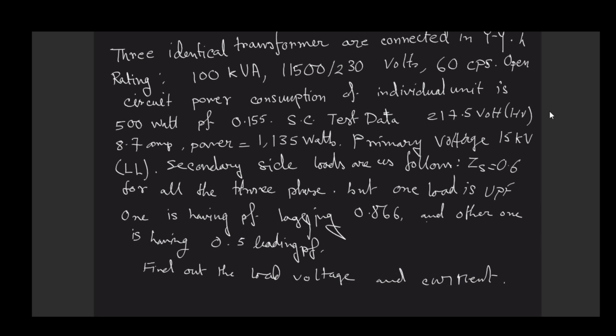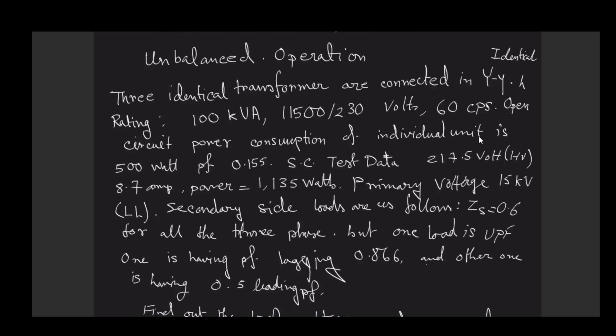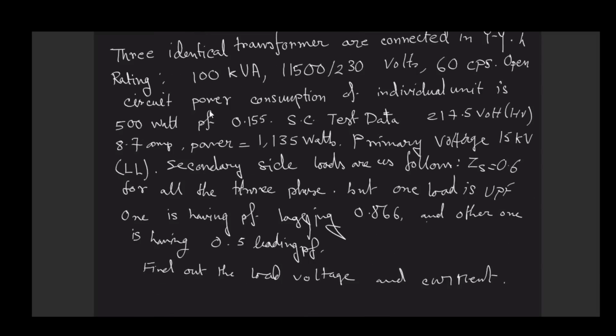Three identical transformers are connected in star-star form. Identical transformers means the rating of each transformer is 100 kVA, 11,500 by 230 volt, 60 cycles per second or 60 hertz. Open circuit power consumption of an individual transformer unit is 500 watt at power factor 0.155.